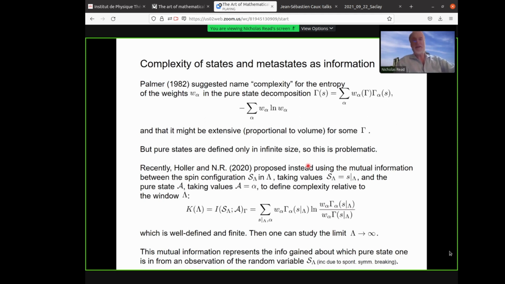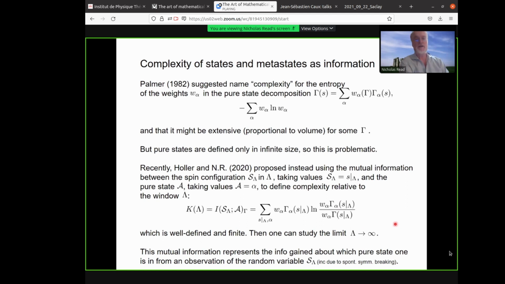However, this idea is a bit problematic because pure states are really only defined in infinite size, and so it doesn't make much sense to say that it's proportional to volume when the volume is infinite. So this is rather awkward. There didn't seem to be a real solution to this, but a couple of years ago, my student Judith Hurler and I, in a paper on some other topics really, proposed a different definition, a better, much more robust definition.